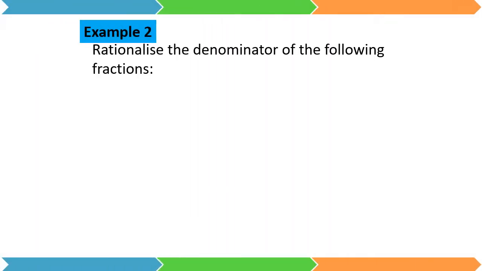Rationalize the denominator of the following fractions. We have two questions. The first one is 3 over surd 2, and the second one is 2 surd 3 over 5 minus surd 3.